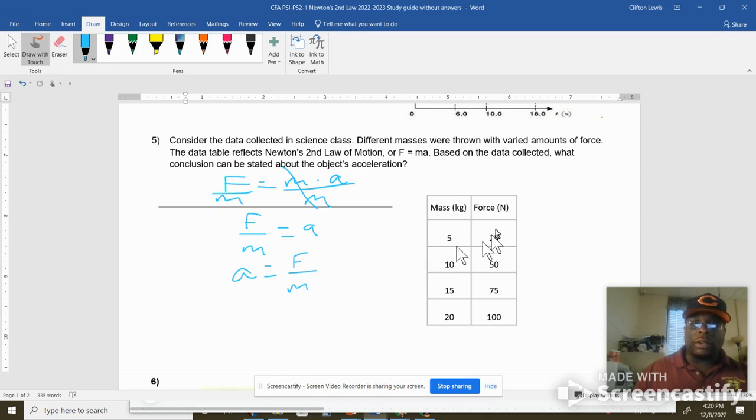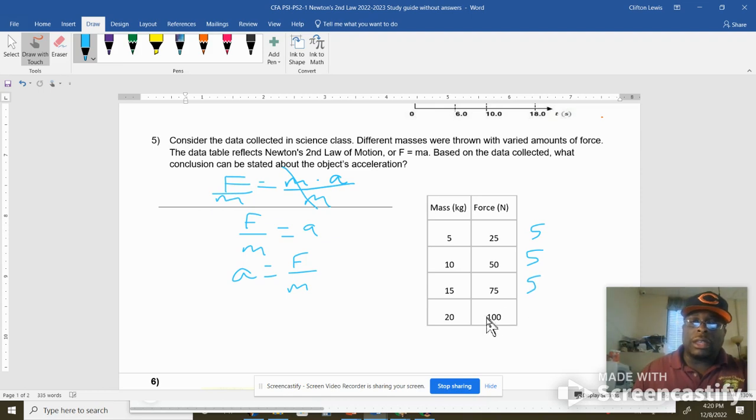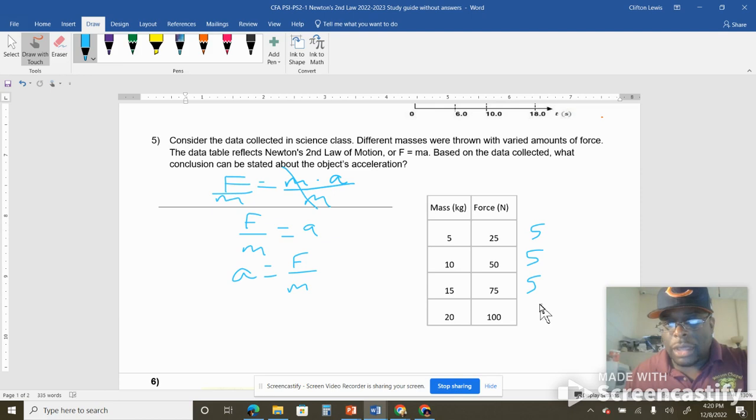So I'm using this formula and I'm plugging in the values from this table. So I've got force and mass. The force is 25, mass is 5. I can do this in my head. 25 divided by 5, that's 5. 50 divided by 10, that's 5. 75 divided by 15, that's 5. And 100 divided by 20, that's 5 as well. Okay, so I got 5, 5, 5, 5. So what does that tell me?